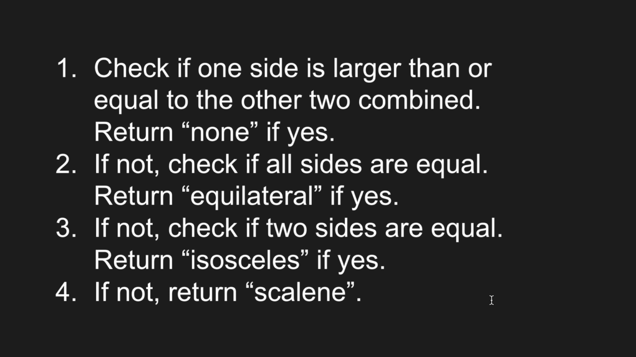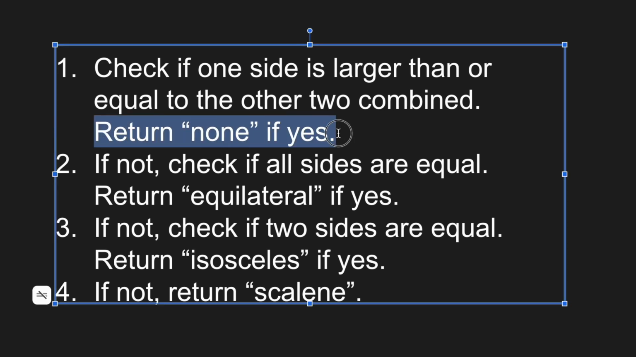How we can solve this problem is we can run a couple of if-else statements. The first thing we should check is if one side is larger than or equal to the other two combined. If that is the case, then we cannot make a triangle, because if two sides combined are smaller than the other side, then they will not be large enough to make a triangular shape. So if that's the case, we return none.